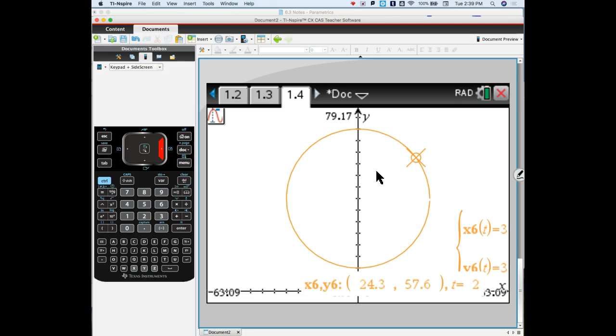Okay? Or what I could have done is I could have gone into my t values and I could have made that, instead of being 20 seconds, I could have made that be something bigger than 20 seconds, like 22 seconds and then gone right to 22. Okay? So that's my position 22 seconds into the ride.